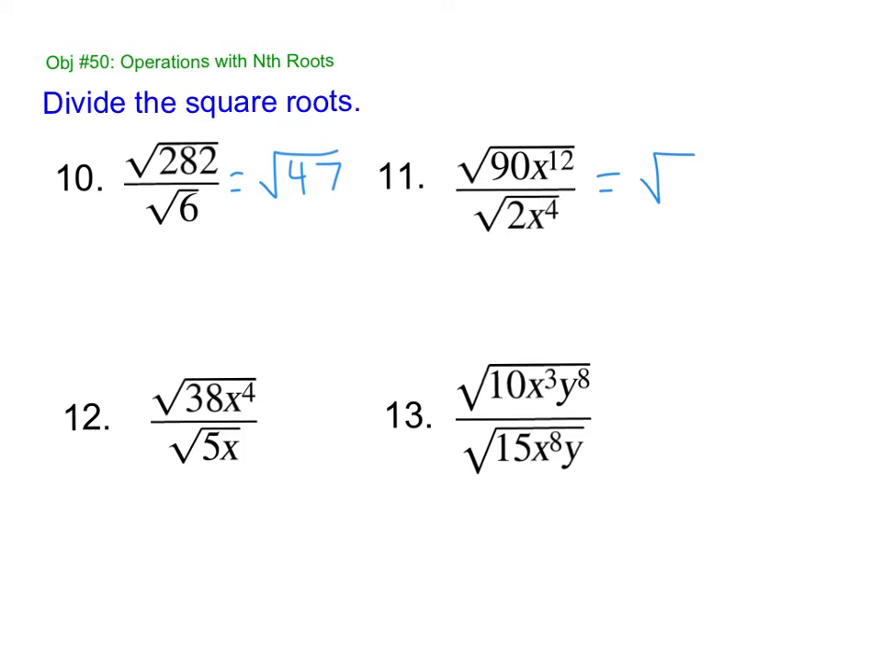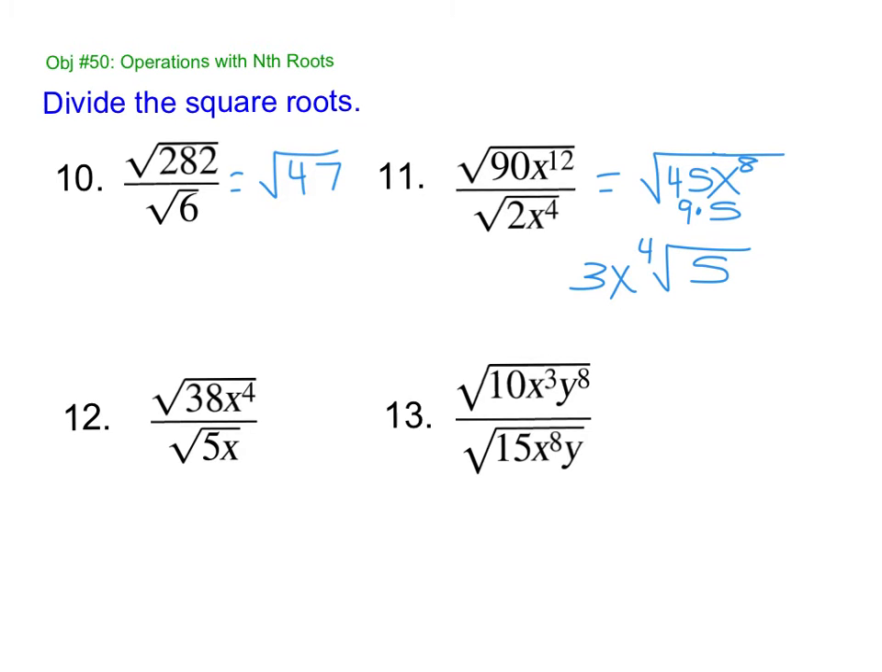11 square root of 45. And then what do you do to x's when you divide? We subtract. That's not x cubed, right? It's x to the 8th. And then we can simplify. 45 is 9 times 5. Square root of 9 is 3. The square root of x to the 8th is x to the 4th. And then root 5. Done.